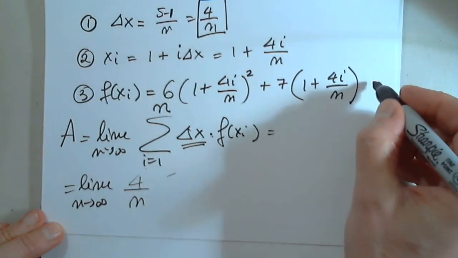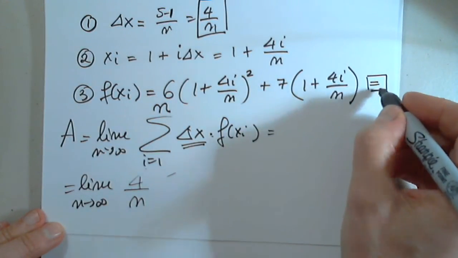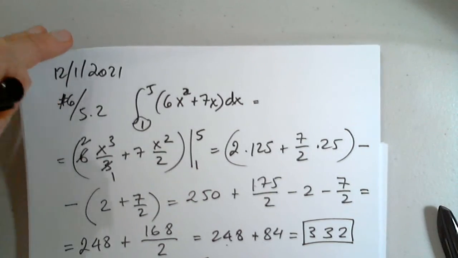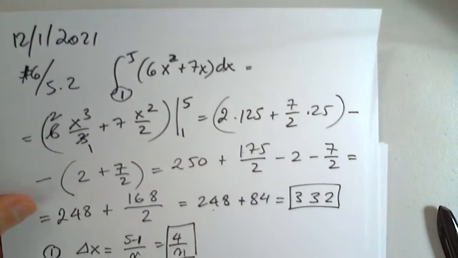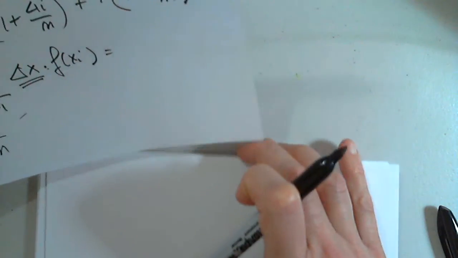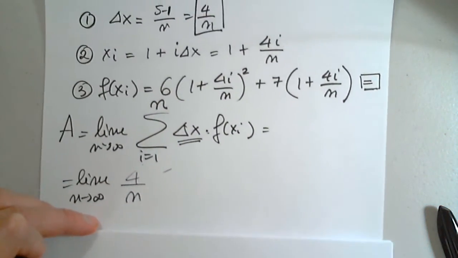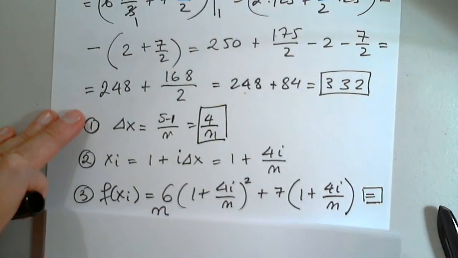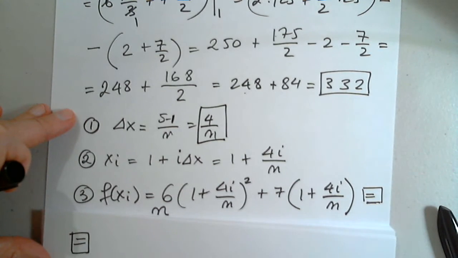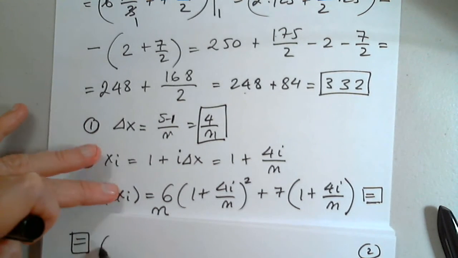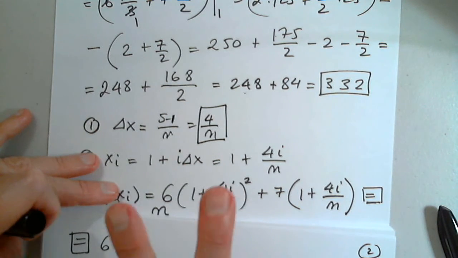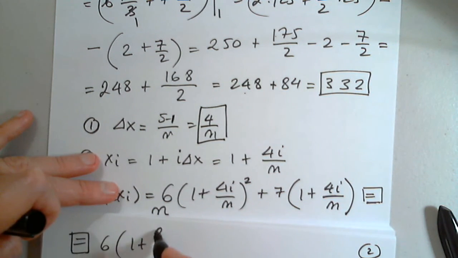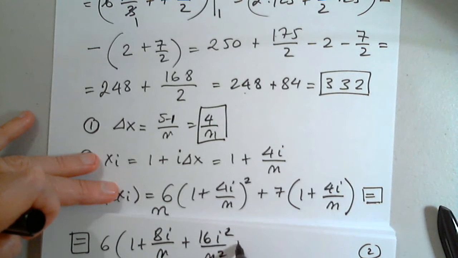Oh, no, I'm sorry. I want to simplify this before I continue. I jumped ahead. I don't want to put all this. I want to have it already simplified. So I just want to simplify this a little bit. So I'm going to use a square here. So 6. Remember 3 terms. 1 plus 2 times the first times the second, plus the second term squared. Plus 7 plus 28i over n.